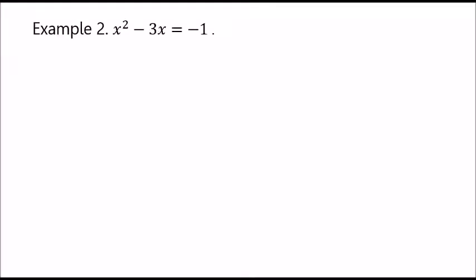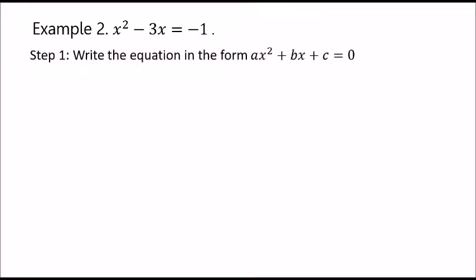For our example number 2, x raised to 2 minus 3x equals negative 1. For our step 1, we need to write the equation in the form ax raised to 2 plus bx plus c equals 0. So, ita-transpose lang natin si negative 1 to the other side. So, since this is negative, pagdating niya sa kabilang side, magiging positive na siya. So, this is our new equation, x raised to 2 minus 3x plus 1 equals 0.